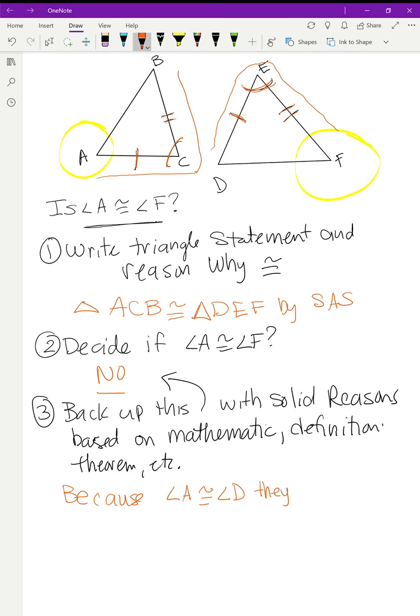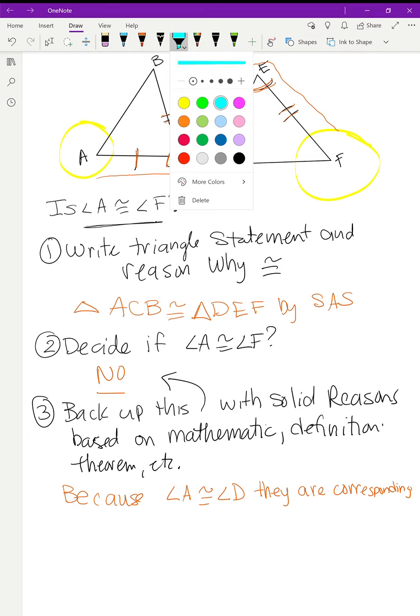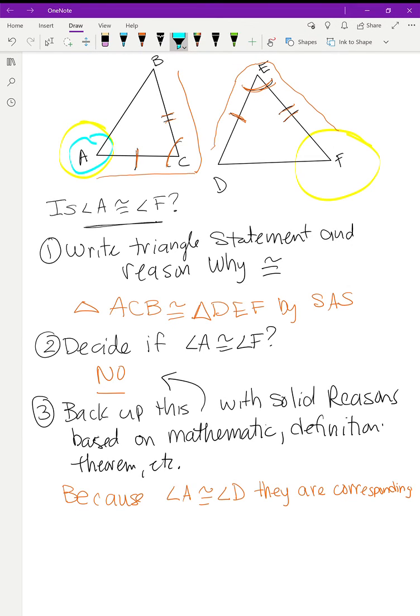They are corresponding. Now, how do I know that they're corresponding? Well, let's pick a different color up here. Well, angle A is by this side with 1 mark, and angle D is by the side with 1 mark. So that's how I know that those two are the corresponding pieces.